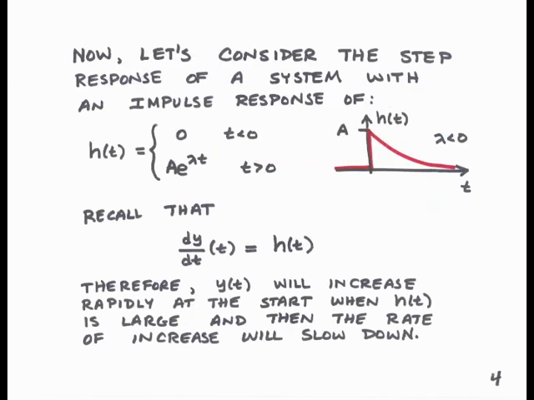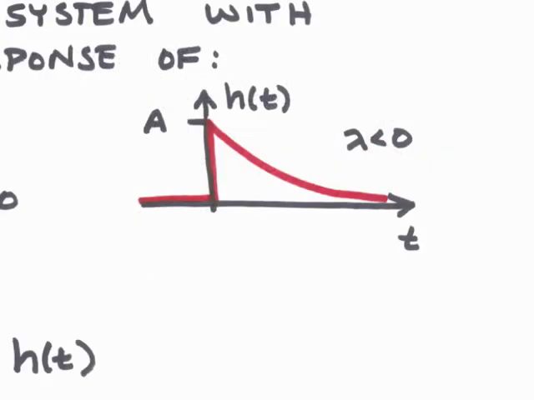Now let us consider how to find the time constant for a system whose impulse response does not have finite duration. So here is an example. h of t is 0 for t less than 0, and h of t is a e to the lambda t for t greater than 0, and lambda is less than 0. The impulse response is as shown in this figure.